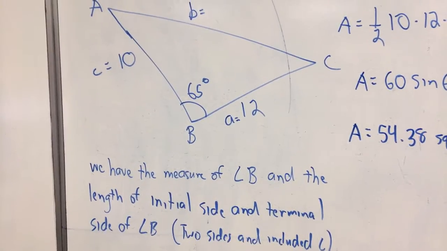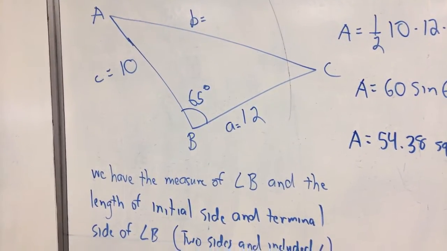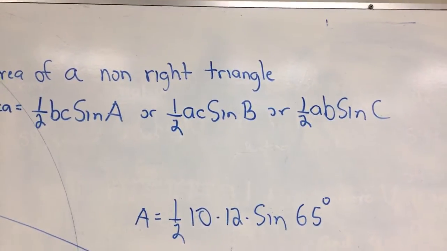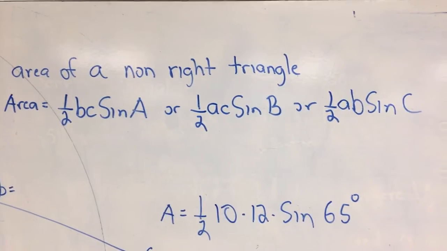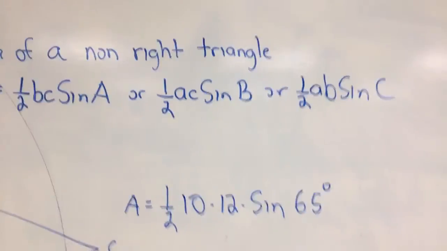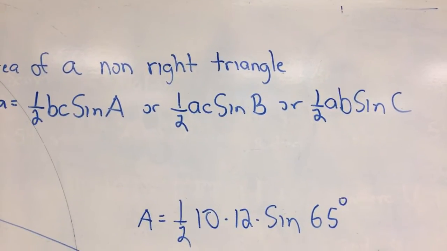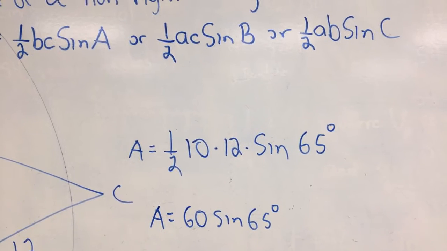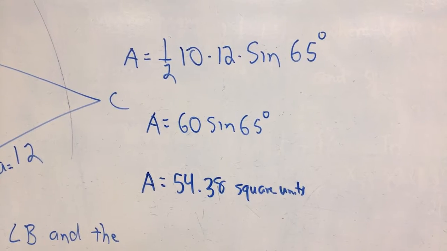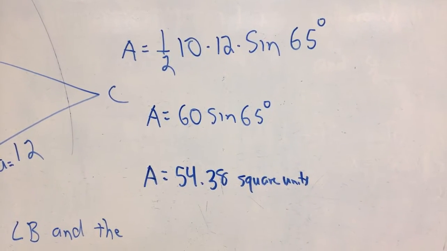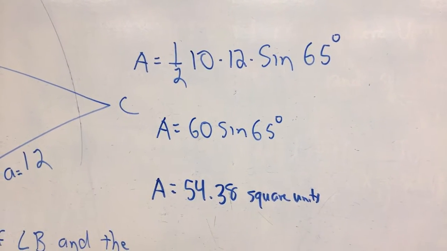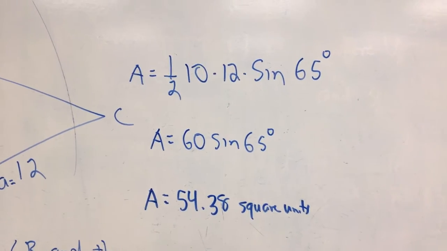Now, which angle do we have? We have angle B. So we're going to go up here, and we're going to find the one that says sine B. If I had the measure of angle C, I'd be looking for that one. But I have the measure of angle B. So I go to that equation right there, and I plug the values in. And the area of this triangle is 54.38 square units. You punch sine 65 in your calculator, hit enter, and then multiply that by 60, you should get 54.38.